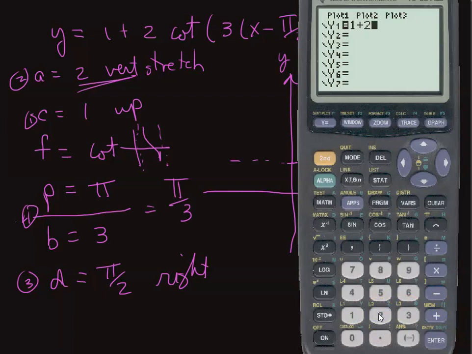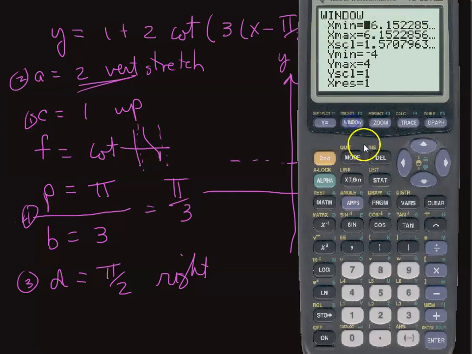Now, we can't say cotangent because it's not on our calculator. But we know we can say this is 1 over the tangent, or 2 times 1 over tangent, or 2 over tangent 3 left paren x minus pi over 2, close, close. So this 2 over tangent is that 2 times cotangent 3x minus pi over 2.